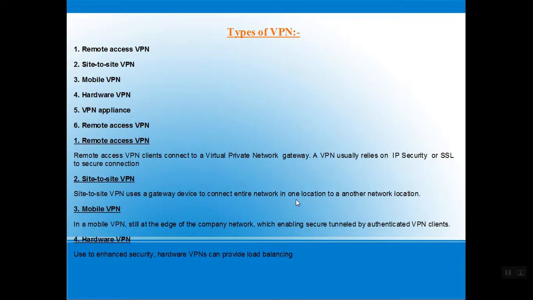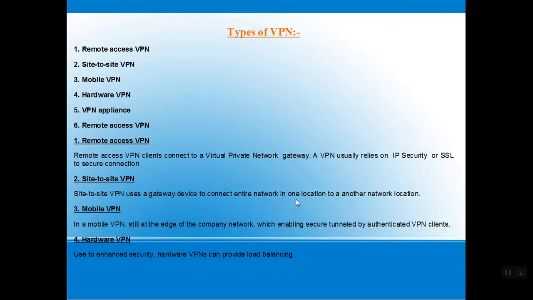VPN appliances, or remote access VPN. So let me brief with all this. What is the remote access point? Remote access, as the word describes, is accessing any network remotely, not from visiting physically. Or it's a VPN client connected with the virtual private network gateway. It is simply reliable and uses IP security or SSL for securing the connections. That's a remote access VPN.